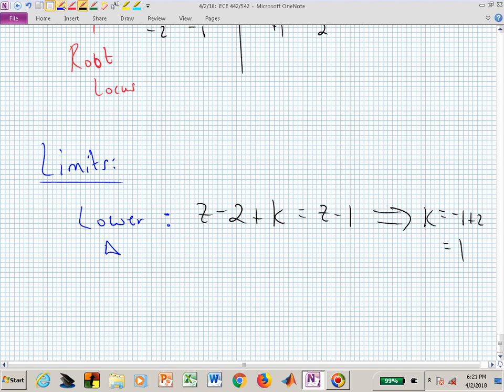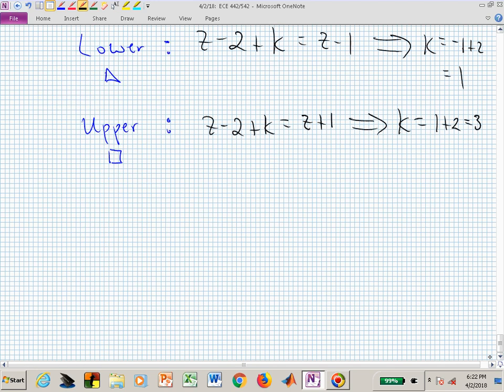And the upper limit, which I've indicated by a box, is now when z minus 2 plus k is equal to z plus 1, or when z is equal to minus 1, that will vanish, that polynomial. And that now says that k is equal to 1 plus 2, or 3. And now we've actually derived or convinced ourselves that for stability, we want K to be between 1 and 3.